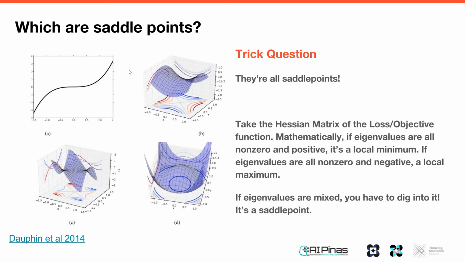So here are 4 examples of saddle points. How do you know if your loss function, which is sometimes called an objective function, has a loss landscape with saddle points? Mathematically speaking, there's something you can do. You can take the Hessian matrix of your objective function, and if the eigenvalues are all non-zero and positive, then it has a local minima. If it's non-zero and negative, a local maximum. If the output is a bit mixed, you have to dig in a little deeper. There's this paper that I linked here that will bring you through the math of that. But again, that's mostly only necessary if you're doing research into this space.